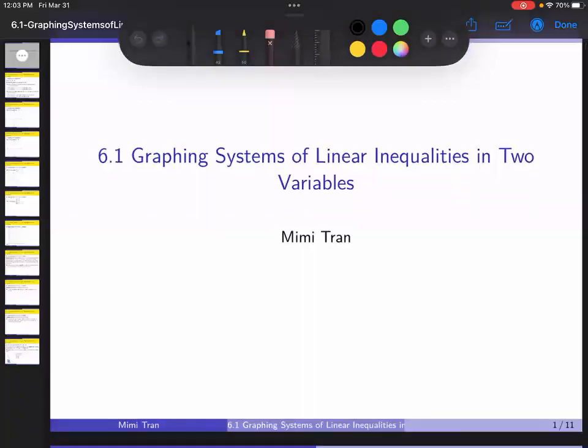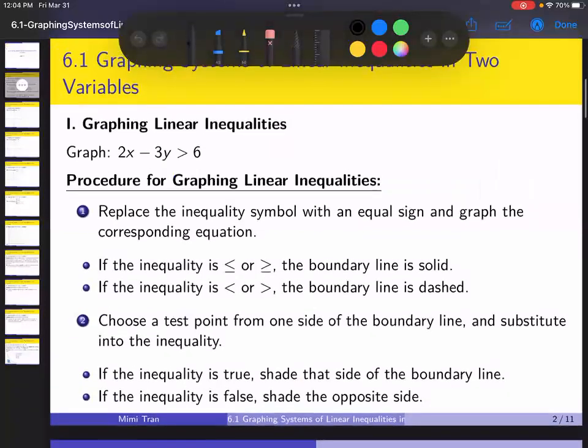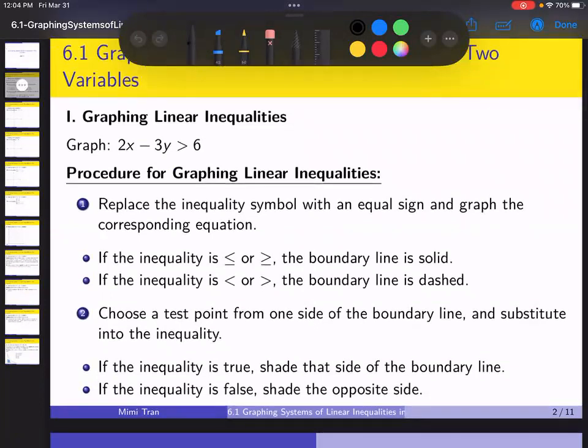6.1 Graph systems of linear inequalities in two variables. If I want to graph 2x minus 3y greater than 6, let's talk about the inequality before we actually go into the procedure.